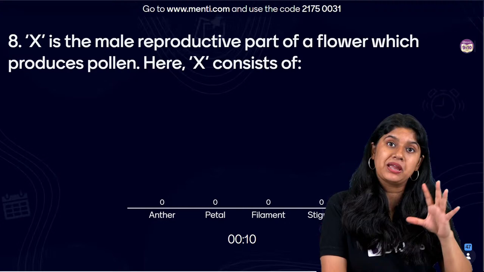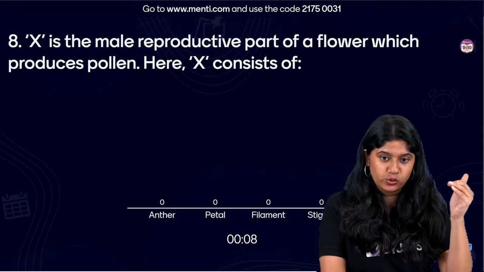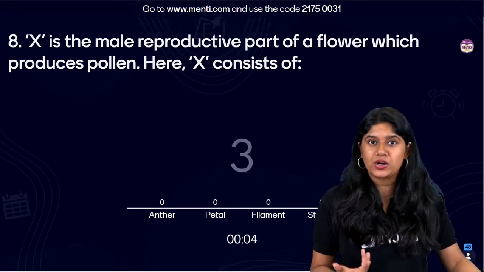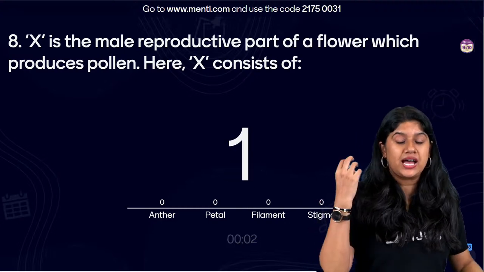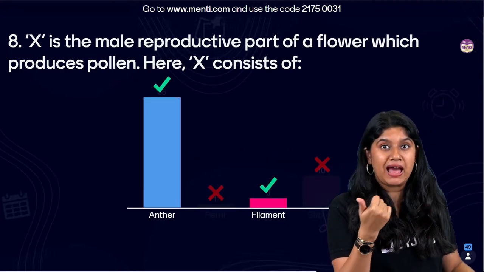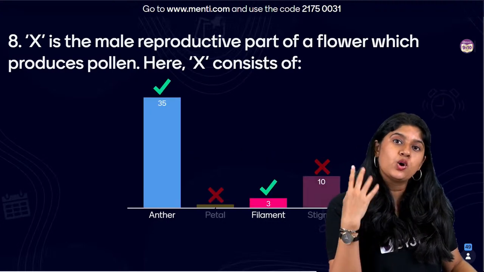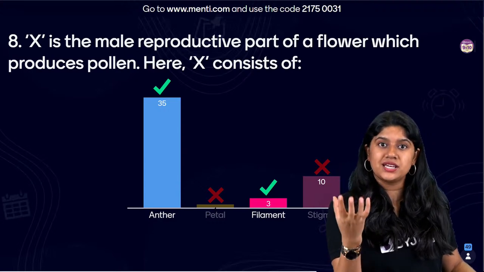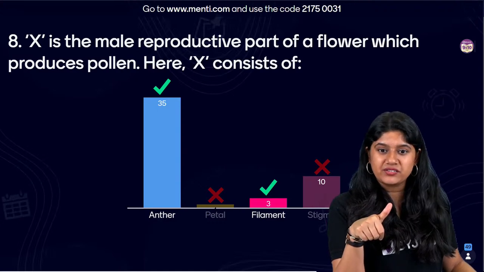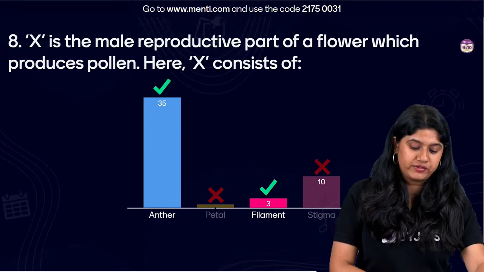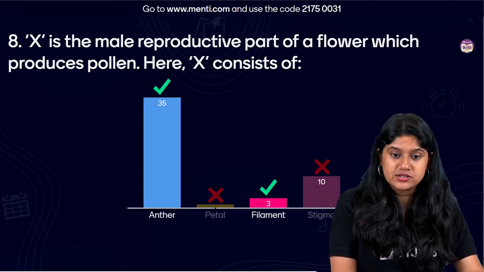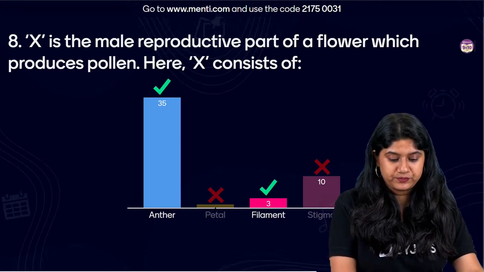Then of course, we have the male reproductive part, and then we have the female reproductive part, which we call the pistil or the carpel, which has the stigma, style and ovary. And in the male reproductive part, we have the anther and filament, right? Which are combinedly called the stamen. Yes? So we are clear, right, everyone? So the correct answer is the anther. Very good. Very good. So the anther will be producing the pollen. Yes. Very good.